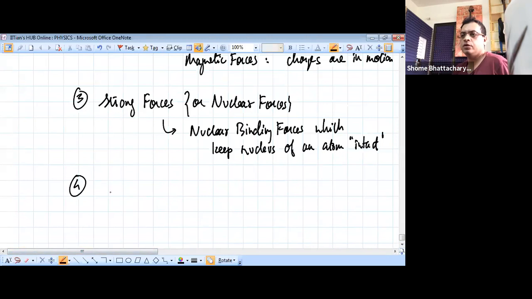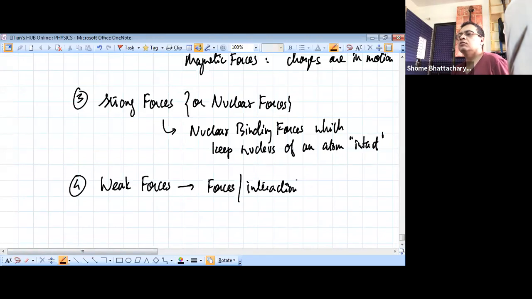That is more important. And the fourth type of force is the weak forces, okay, which are the forces or interaction between subnuclear particles.